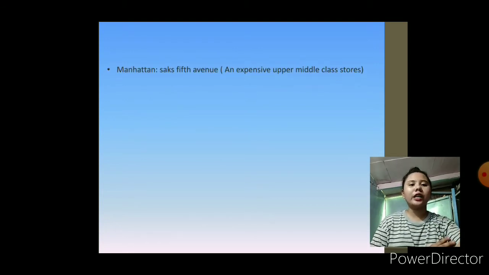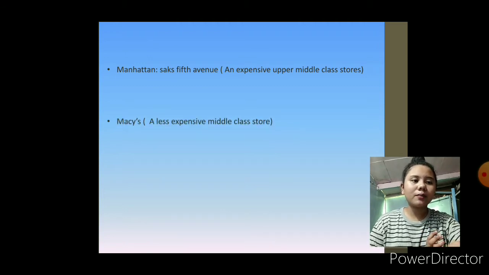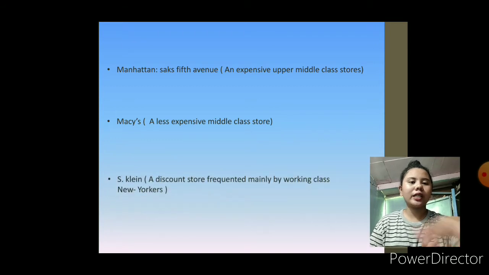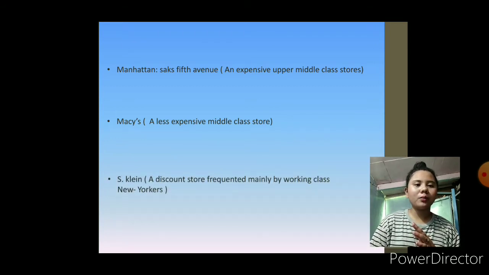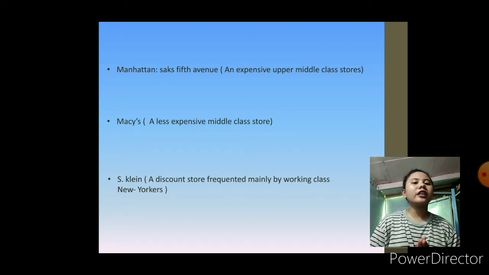He went to different New York City department stores. The first one is Saks Fifth Avenue in Manhattan, an expensive upper middle class store. The next one is Macy's, a less expensive middle class store. The third one is S. Klein, a discount store frequented mainly by working class New Yorkers. He illustrates the social stratification of R in New York City department stores. The phonological variable R is either present or absent in post-vocalic position.